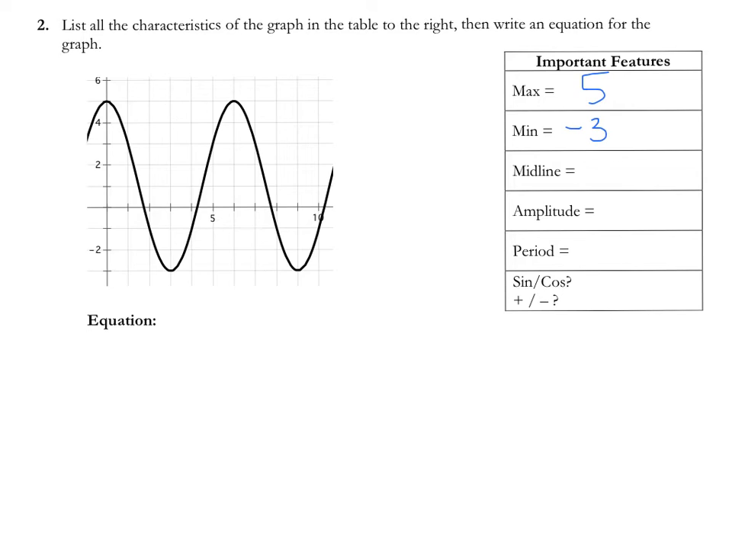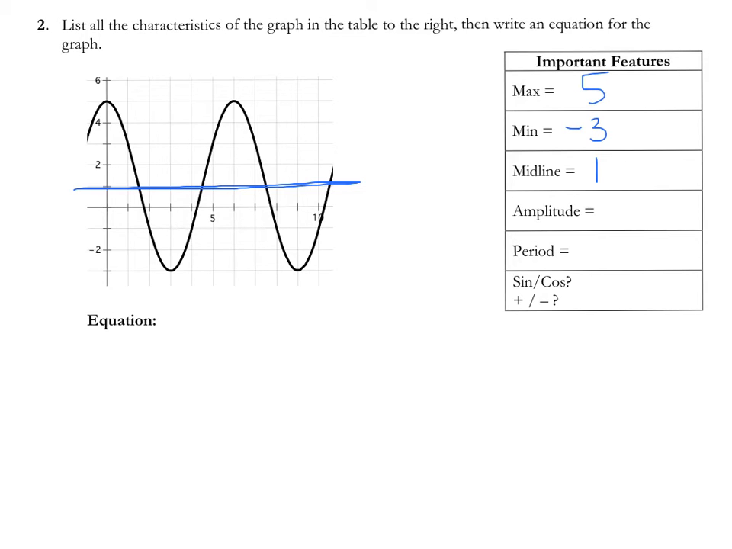And then the midline is going to be right in the middle of the max and the min. So some people can just visualize it and see where that's going to be, right in the middle of the graph. Other people will count boxes from the max down to the min and then figure out what's halfway in between. So however you do that, that's fine. So in this case, our midline is going to be 1.